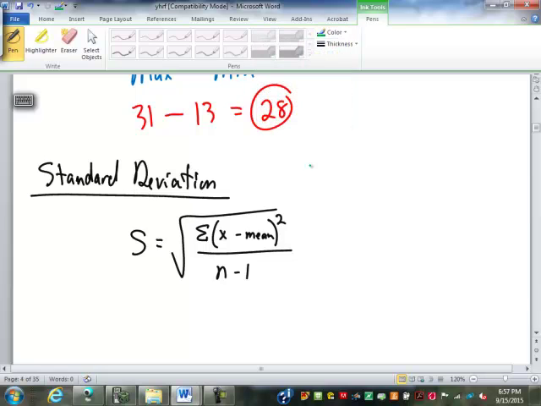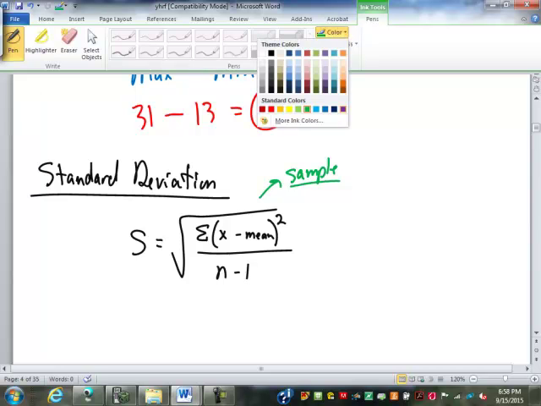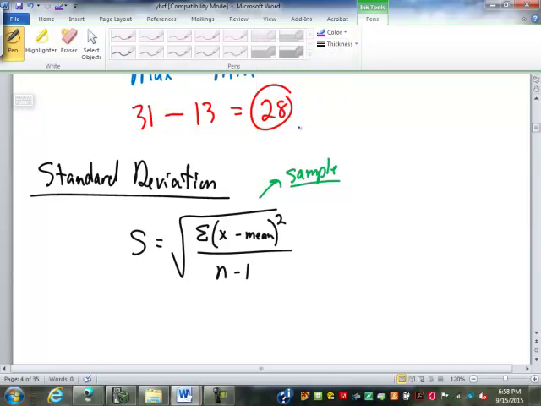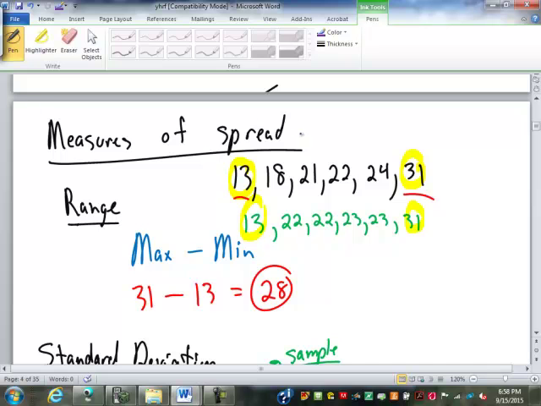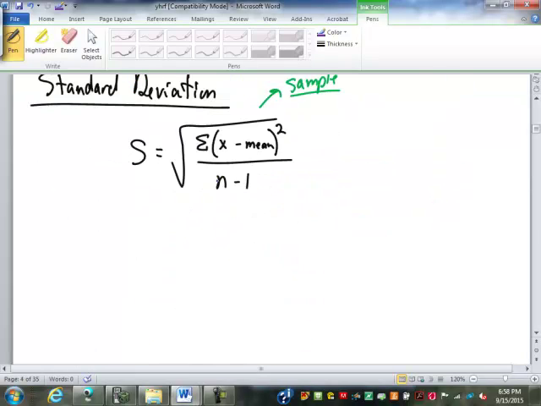Now something to note, this is the standard deviation for a sample. The formula, if it's a whole population, is slightly different. We never have the whole population to work with, so I'm not going to bother talking about the standard deviation for a whole population. So anyway, let's look at our first set of numbers up here: 13, 18, 21, 22, 24, and 31.